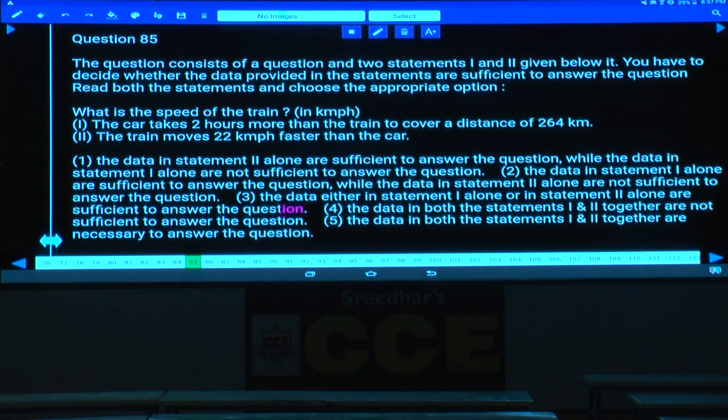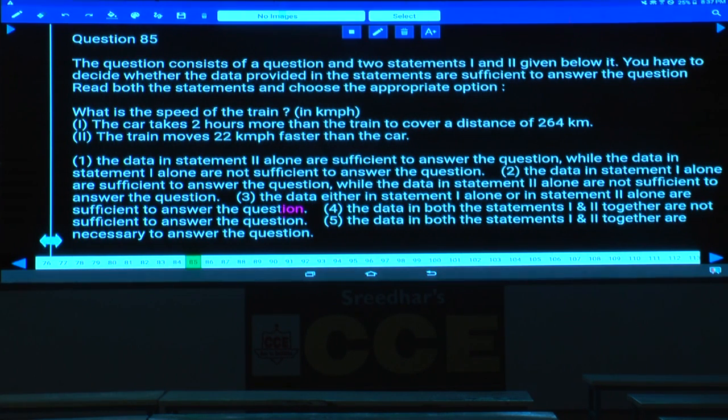Next. The speed of the train. The car takes 2 hours more than the train to cover a distance of 264. Using 1 alone, will you get the answer? You must know the speed of the car. If you know the speed of the car, then only you can calculate the speed of the train. Yes or no? Next. Second one. The train moves 22 km per hour faster than the car. Is 2 alone sufficient? Is 1 and 2 sufficient?